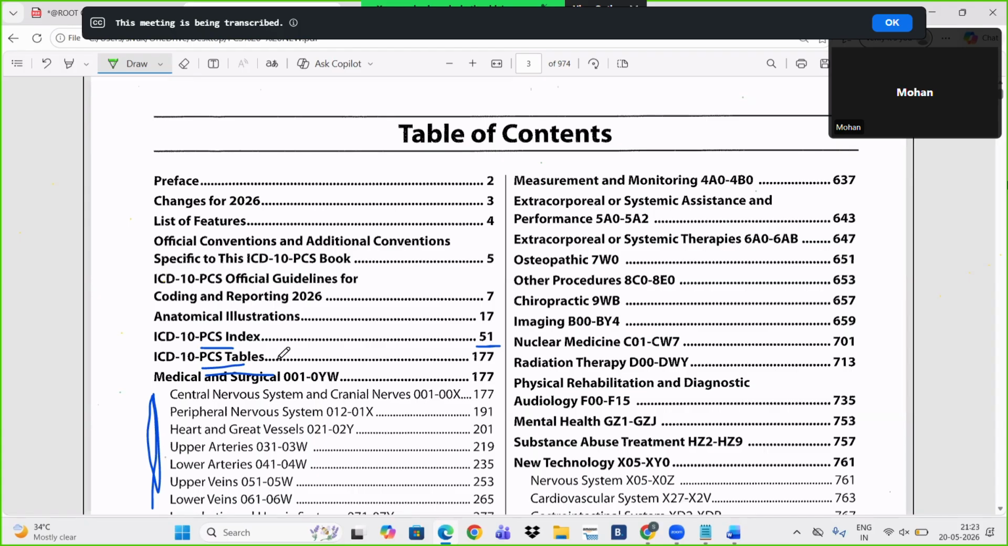Yes, sir, we have opened. Open, no? So if you have any leading, first we need to identify the root operation of your procedure. Without identification of root operation, we can't get the code. After identifying the root operation, go through the index. Under root operation heading, check the body part.